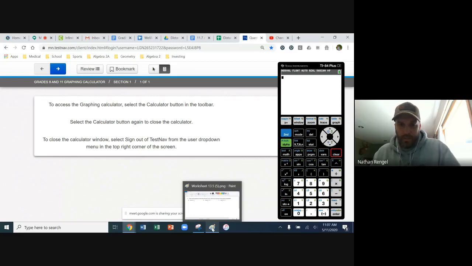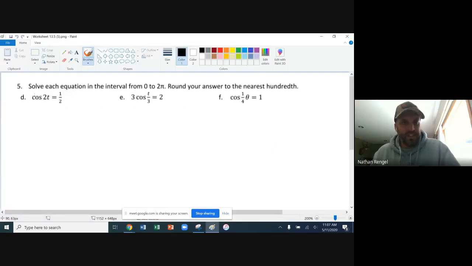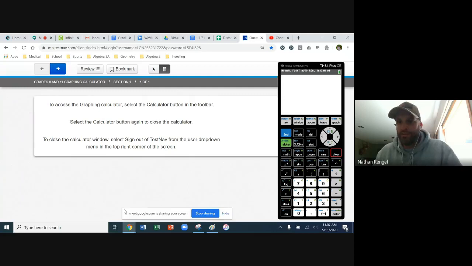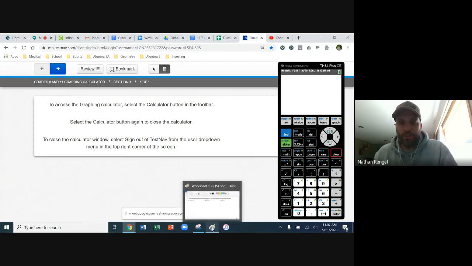Then we'll be looking at the first one. So it's called D, cosine 2t equals 1/2. This is the first time when we've been dealing with sine or cosine that we are asked to solve an equation. And when we solve our equations, we're only going to use graphing calculators to solve those.